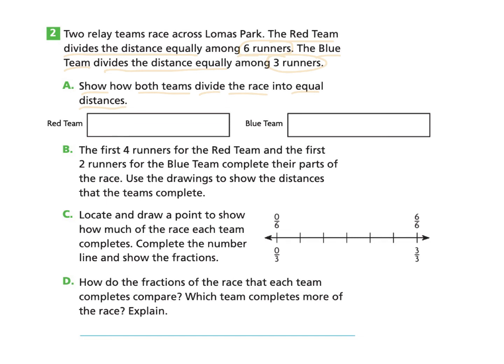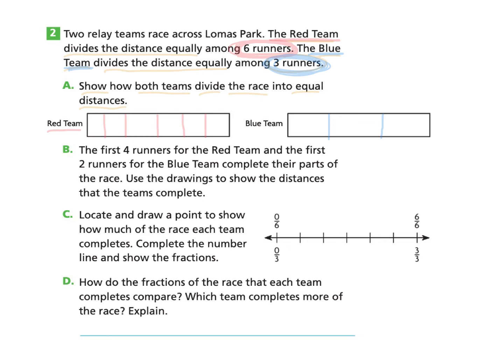Okay, we know that the red team is going to divide their distance by 6 runners. So we can divide the red team into 6 equal parts. And then we're going to take a look at the blue team. The blue team divides the distance equally among 3 runners. So we can divide the blue team into 3 equal parts.